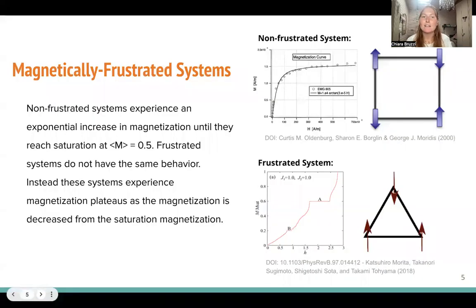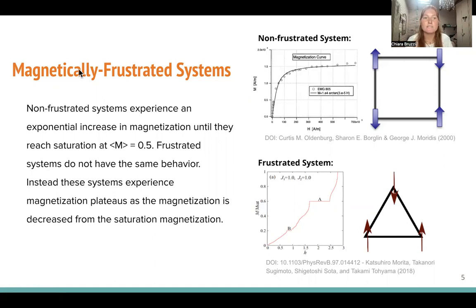So what are these magnetically frustrated systems that we're talking about? To explain these, we're going to be looking at the comparison between frustrated and non-frustrated systems. For non-frustrated systems, you can think of iron, BCC, body-centered cubic, and the magnetization curve for this material would be an exponential curve until it reaches a plateau at the saturation. Saturation magnetization is the limit where, as you increase the magnetic field strength after that, the magnetization does not change.